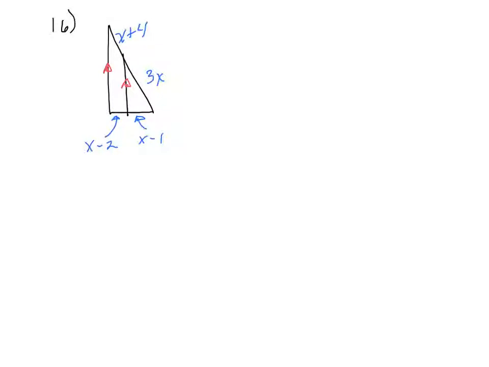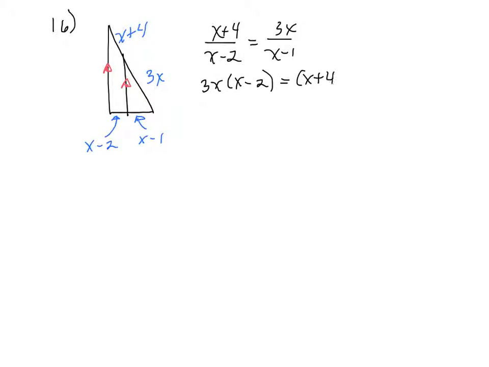So no matter what proportion you set up for this one, your cross product should be the same as mine. So I choose to go top down, so I'm going to go x plus 4 is to x minus 2 as 3x is to x minus 1. I just went top down. So when I have cross products, I've got 3x times x minus 2 equals x plus 4 times x minus 1. So we have a lot of multiplying to do.